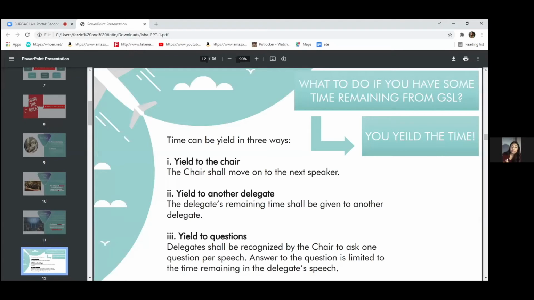However, if you do not have any remaining time, then you do not have to yield it, of course. But always, if you have remaining time in GSL, I as a trainer personally would suggest you yield it to questions instead of yielding your time to the chair or the next delegate. So, next slide.